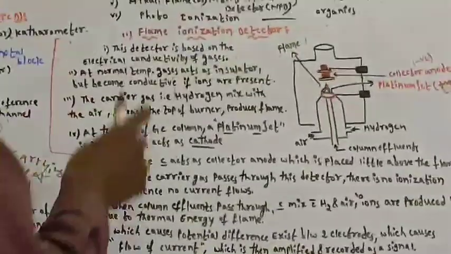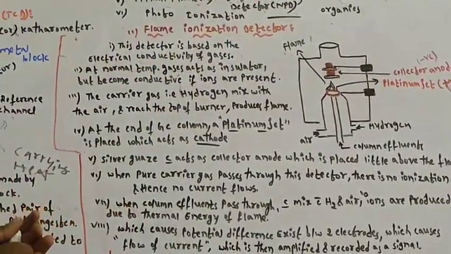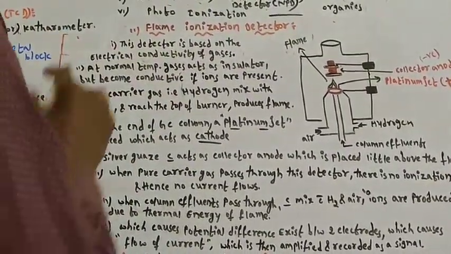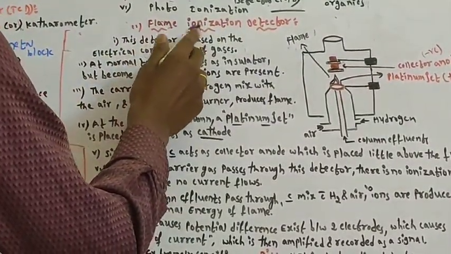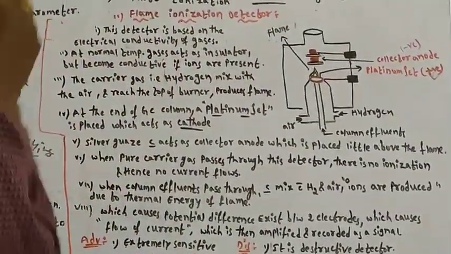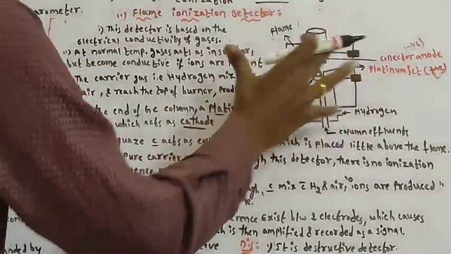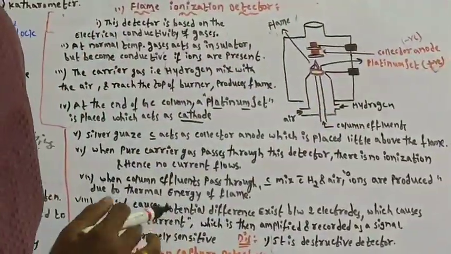Then coming to the flame ionization detector. Here the name itself indicates that due to the flame, ions will form. Based on the ionization, we will detect some compounds present in the carrier gases. That is how you can see. This is the block diagram of the flame ionization detector.